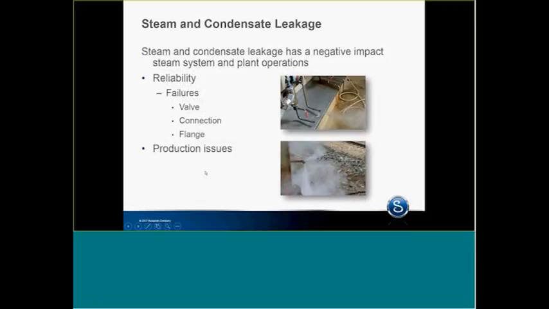Steam and condensate has a negative reliability. Failures with valves, failures with connections, failures with flanges. All this will cause production issues. I'll give you one example, especially leakage on steam tracing systems. In steam tracing, we require 100 psi at 338 degrees. If there's leakage, we're not going to get 100 psi. We're going to get some pressure less. Any pressure less will have a lower temperature, so therefore causes production issues.